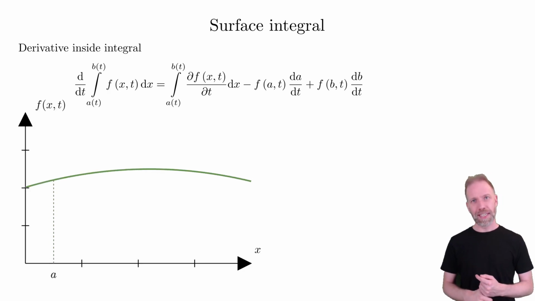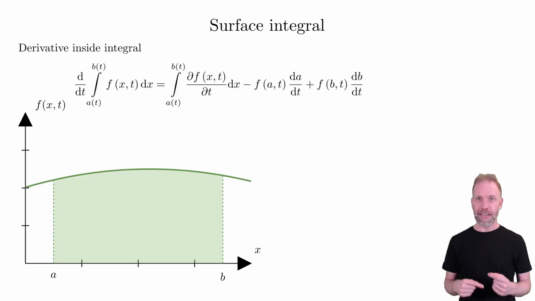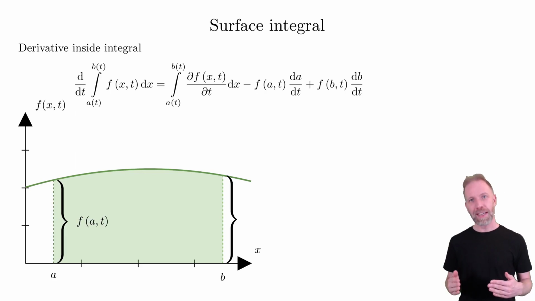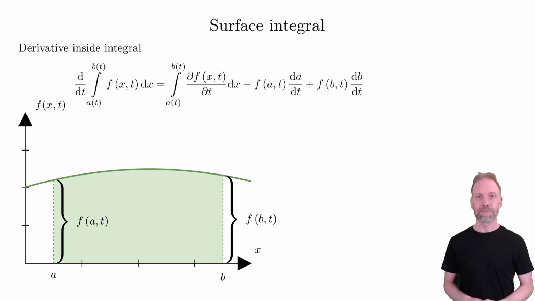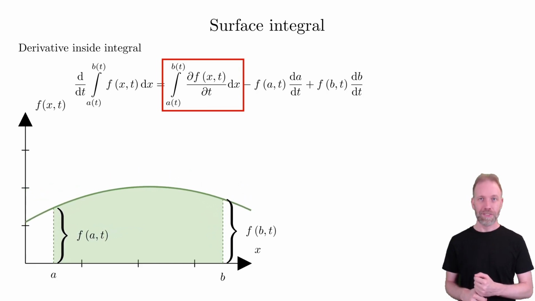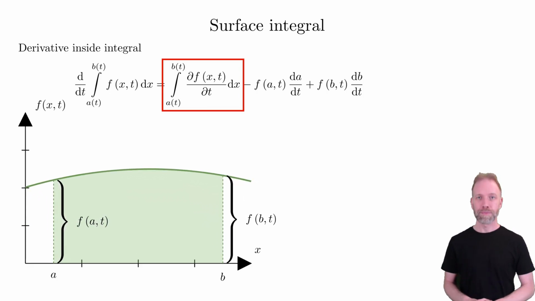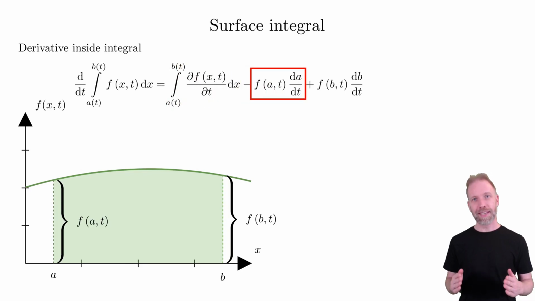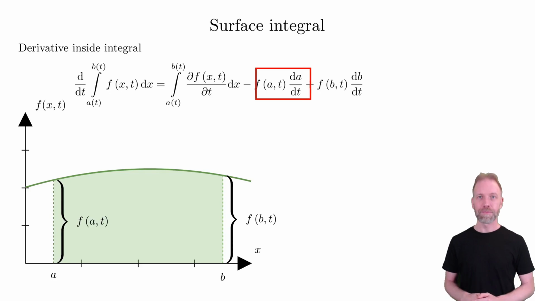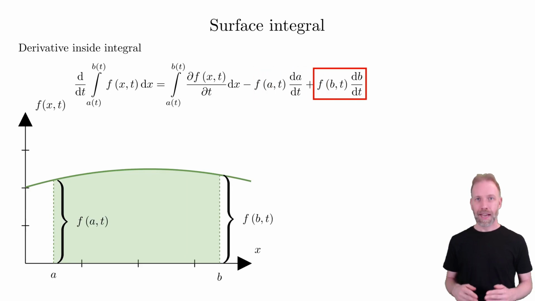We draw a graph of the integral of f of x and t, where x goes from a to b. We can also add that the function value at the start is f of a and t, and at the end is f of b and t. The first term will represent that the function changes in value with respect to t. The second term is if you have a time dependence in the lower limit a. And the final term is if you have a time dependence in the endpoint.